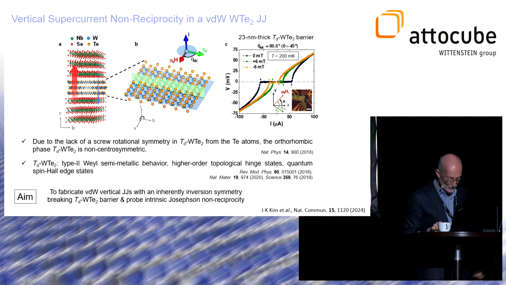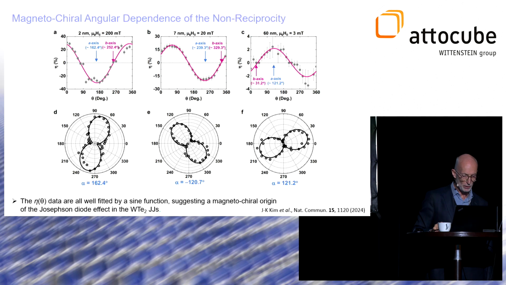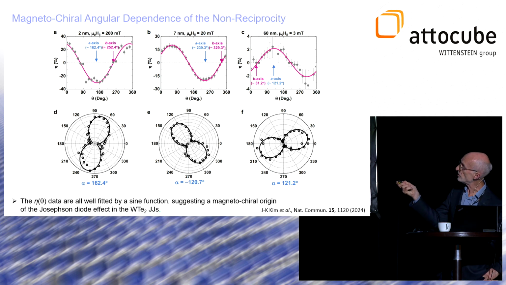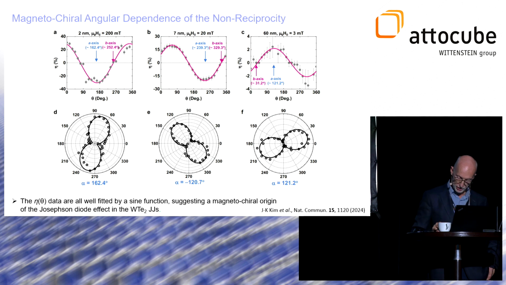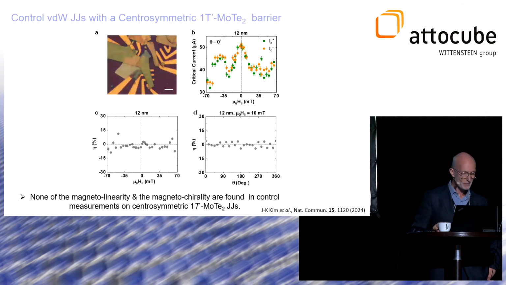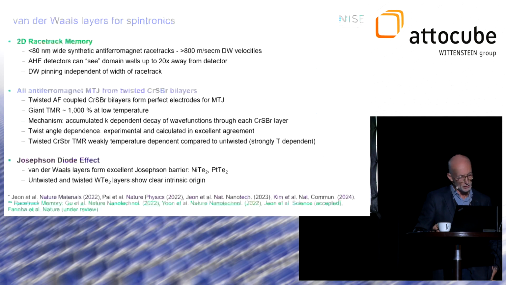Since I'm running out of time, I won't show you those data, but we have multiple data that show, again, that the diode effect only appears when the magnetic field is along this A-axis. We, of course, determine the A-axis after the fact by polarized Raman scattering. Okay, I'm going to skip that and just summarize, since we're running out of time.